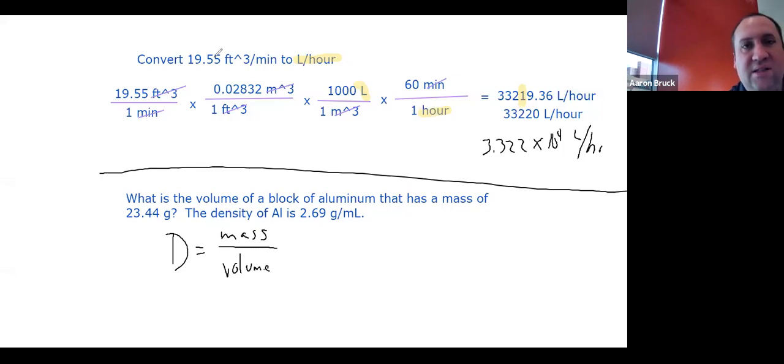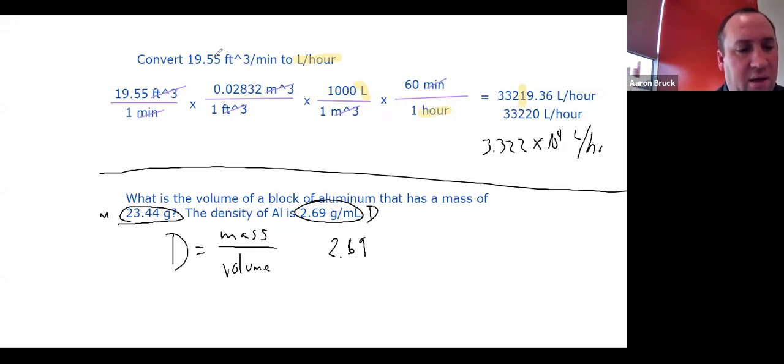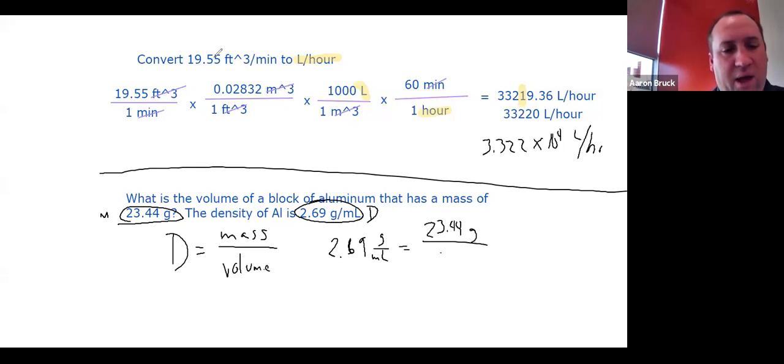Now, what you put in as mass and volume can be a variety of different units. In this case, we're talking about grams and milliliters, but it could technically be anything. So for problems like these, we're given the density, so that's my value of D. We're given the mass, that's my value of M. This becomes an exercise in algebra. 2.69 grams per milliliter is equal to 23.44 grams divided by the volume. The volume here is unknown, that's what we're trying to find.